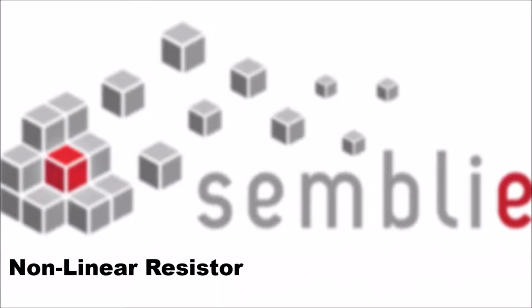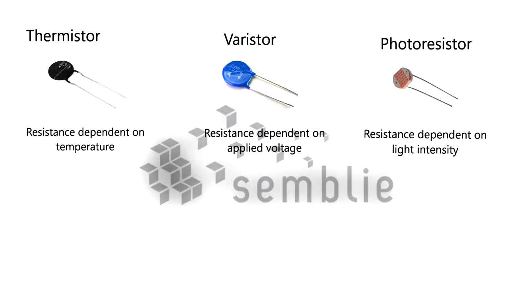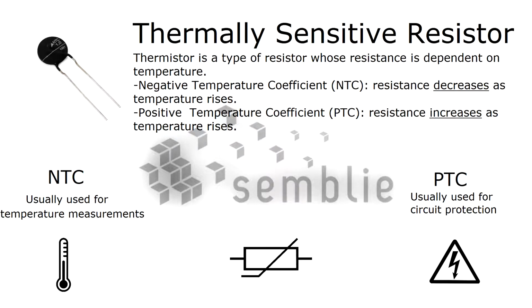Next are non-linear resistors: thermistors, light-dependent resistors and varistors. Starting with thermistors. A thermistor can either be positive temperature coefficient, which means the resistance increases as the temperature rises, or negative temperature coefficient, where resistance decreases as temperature rises, used for temperature measurements and circuit protection.